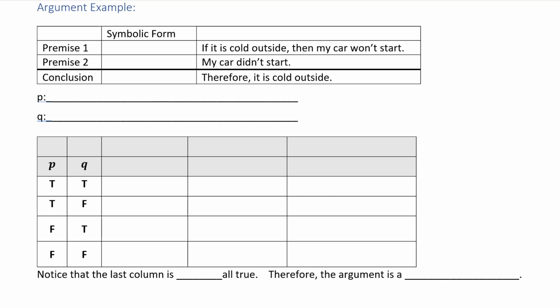For our next example, we have two premises and a conclusion again. If it is cold outside, then my car won't start. So it is cold outside. We are going to use our P: it is cold outside. Then my car won't start. We're going to call that our Q.